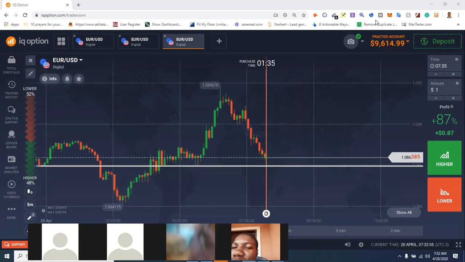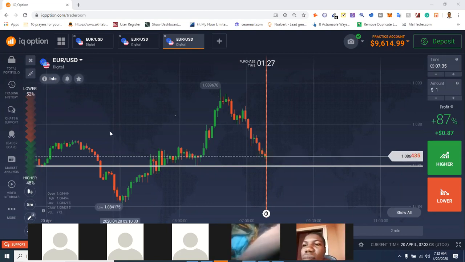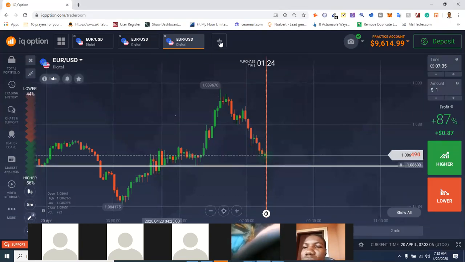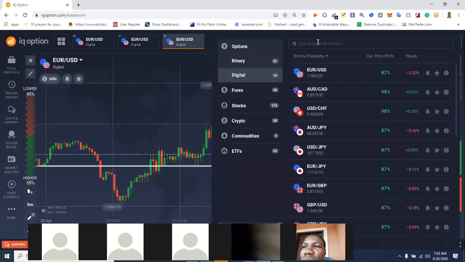Yes. I think it tells us how we can draw our support and resistance again. Okay, how to draw support and resistance again. Let us go over it again. Let us pick another pair. Can somebody give us a pair that we can use? Any pair? Which pair should we use?